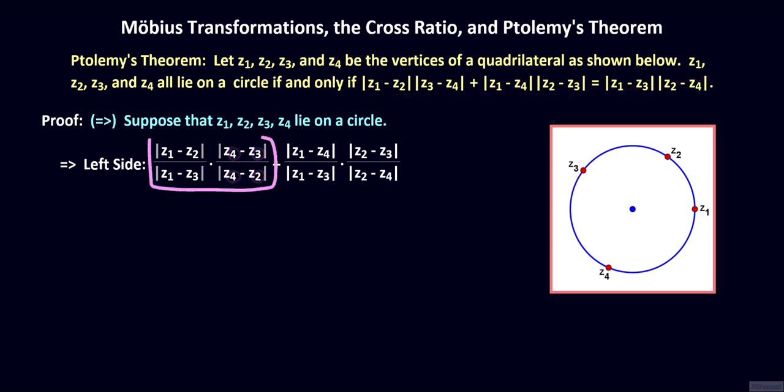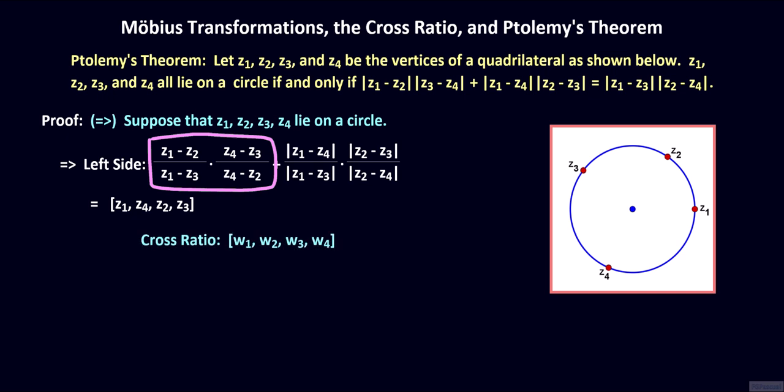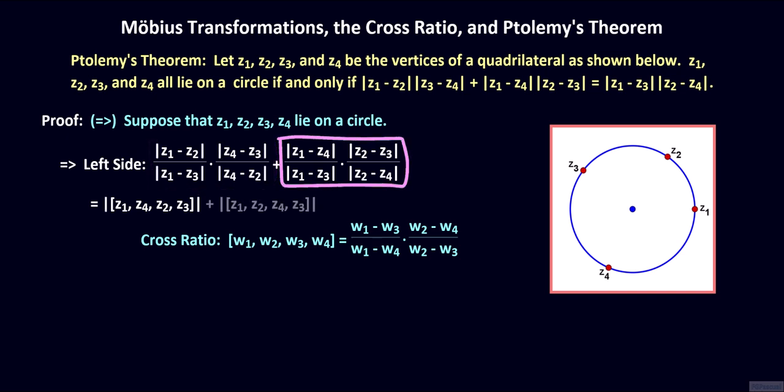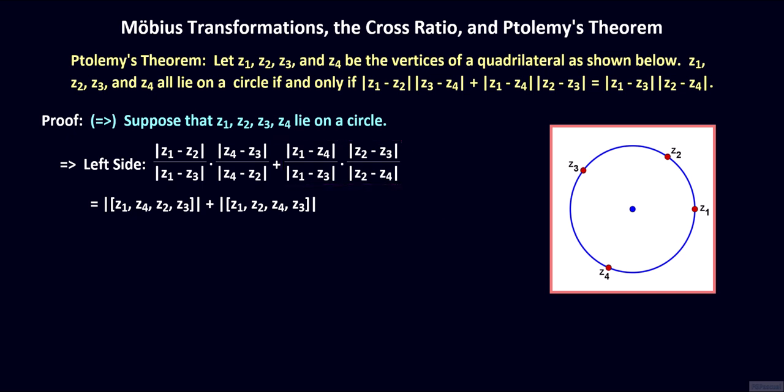This expression without the absolute values is what is often referred to as the complex cross ratio of z1, z4, z2, and z3. The cross ratio of the complex numbers w1, w2, w3, and w4 is given by this formula. So the second quantity is the absolute value of the cross ratio of z1, z2, z4, and z3. To prove the first direction, we need to show that this sum is equal to 1.